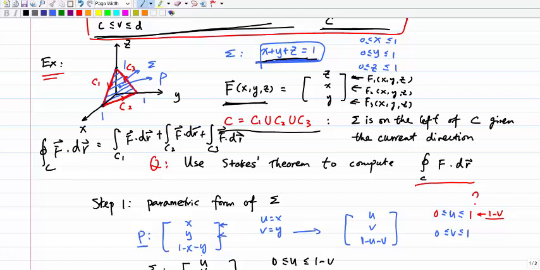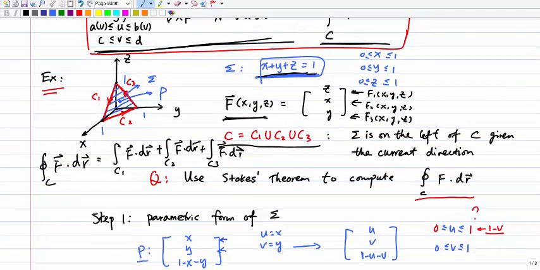So you start off here: I only have two variables, x and y, and z is 1 minus x minus y. If I consider u as x and v as y, now I can write this as u, v, 1 minus u minus v. Okay, we're done. Now here's the one important question: what are the lower bound and upper bound for u and v?